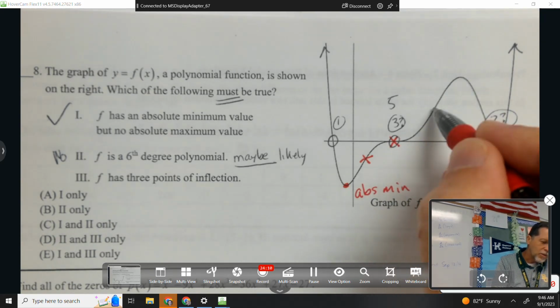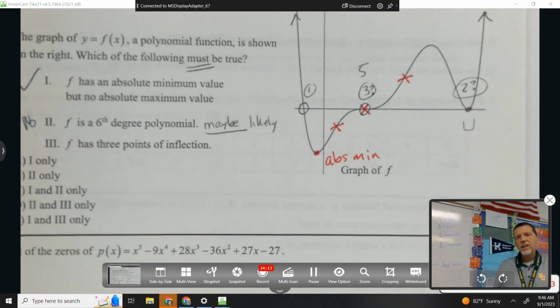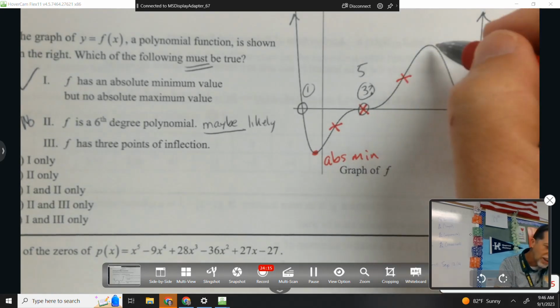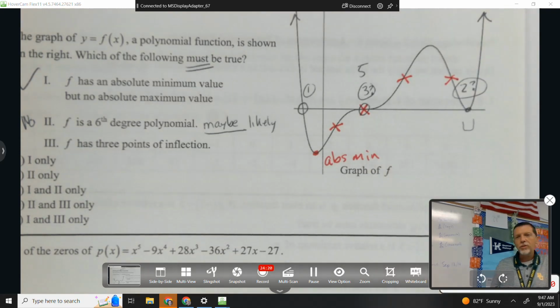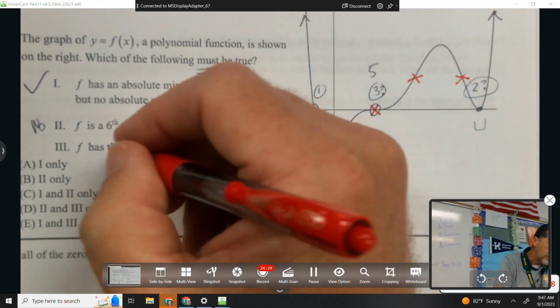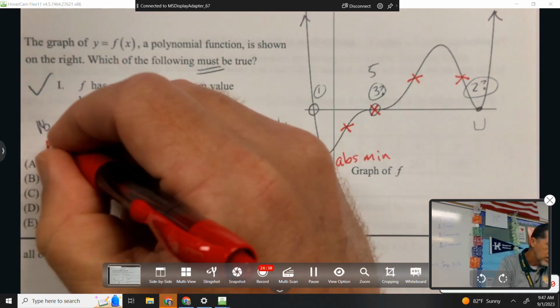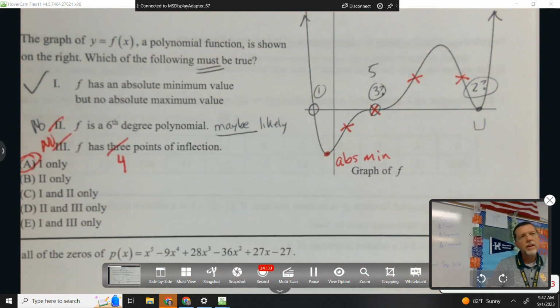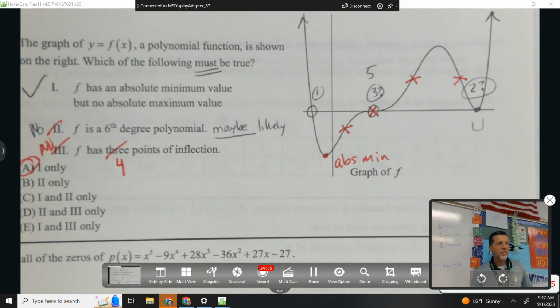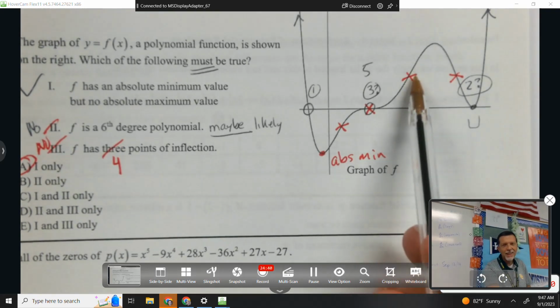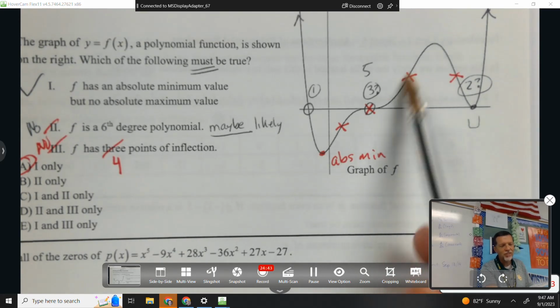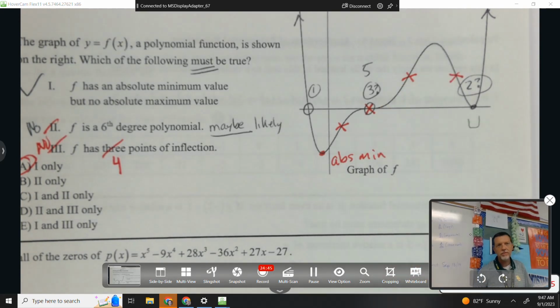And then somewhere in here, we switch to frowning. And we're frowning till we get over here. And then we switch to smiling, and we're smiling the rest of the way. So, no, it does not have 3. It has 4. So 1 only. Are you okay with the inflection points, though? And again, we don't really know enough to locate them exactly. We just know that somewhere in there it changed from being concave up to concave down.